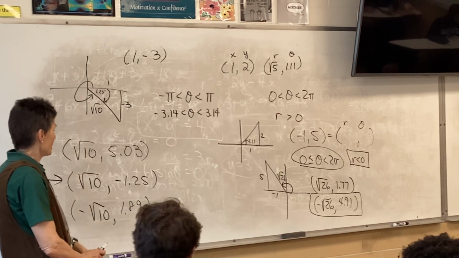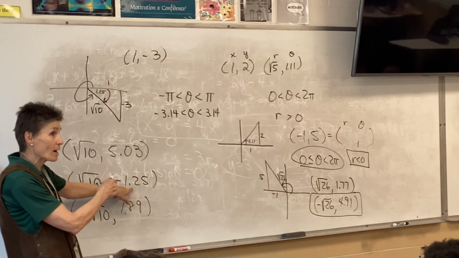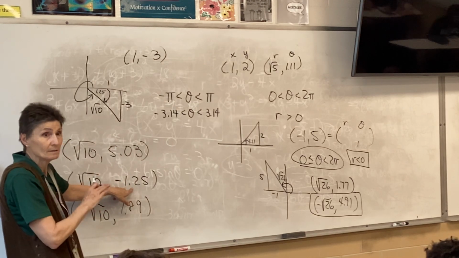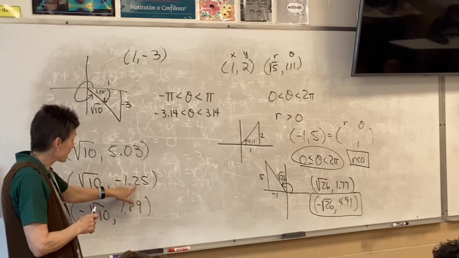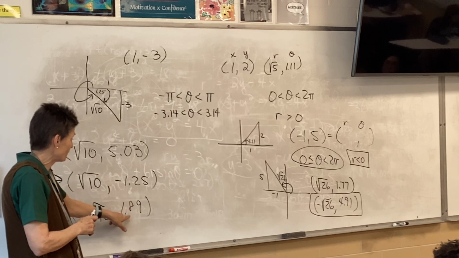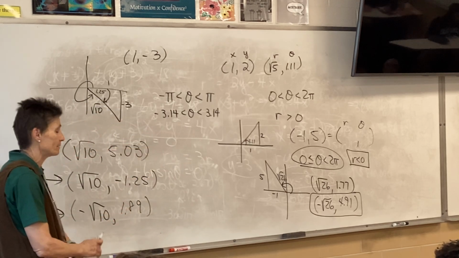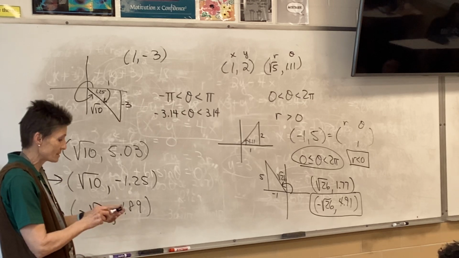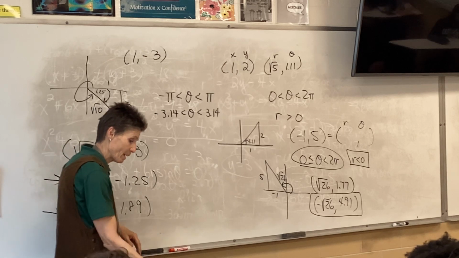Now, am I going to be allowed, remember, I can add or subtract 2 pi and not change this point. Would adding or subtracting 2 pi to either of those keep me where I need to be? Nope, these are it. Those are my two answers. I have one positive and one negative within those boundaries.